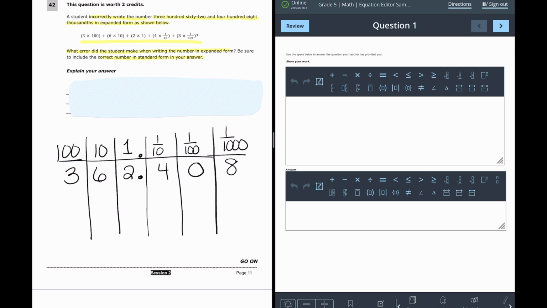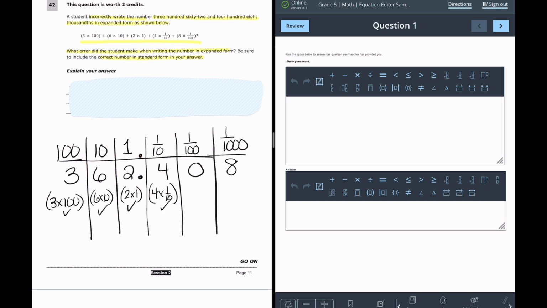She put 3 times 100, which makes sense because the 3 is in the hundreds place. 6 times 10, that makes sense. 2 times 1, again, makes sense because it's 2 in the ones place. 4 times 1/10, yes. And are you guys kind of seeing how this chart helps me? Because I can just see what I'm multiplying by. Super helpful. I really like this chart a lot.